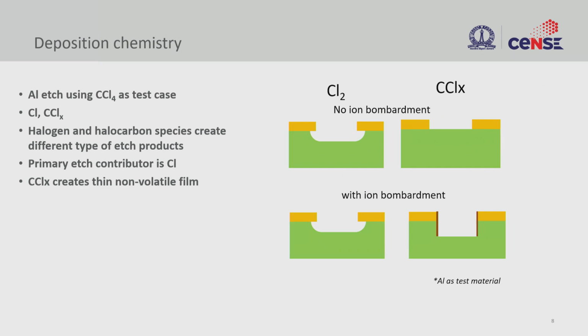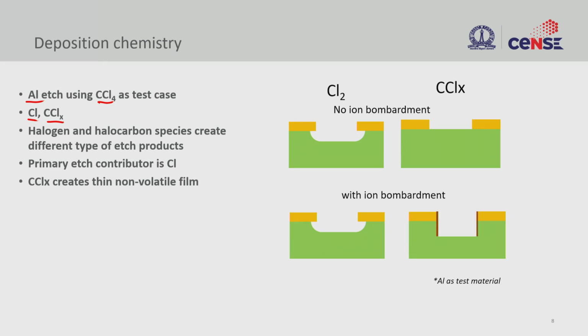And let's look at the importance of ions in terms of chemistry as well. Right, so let's take aluminium as an example, and then CCl4 is the gas that we are going to expose, and it will generate a chlorine radical or CClx, let's say. So this is what it is going to generate.